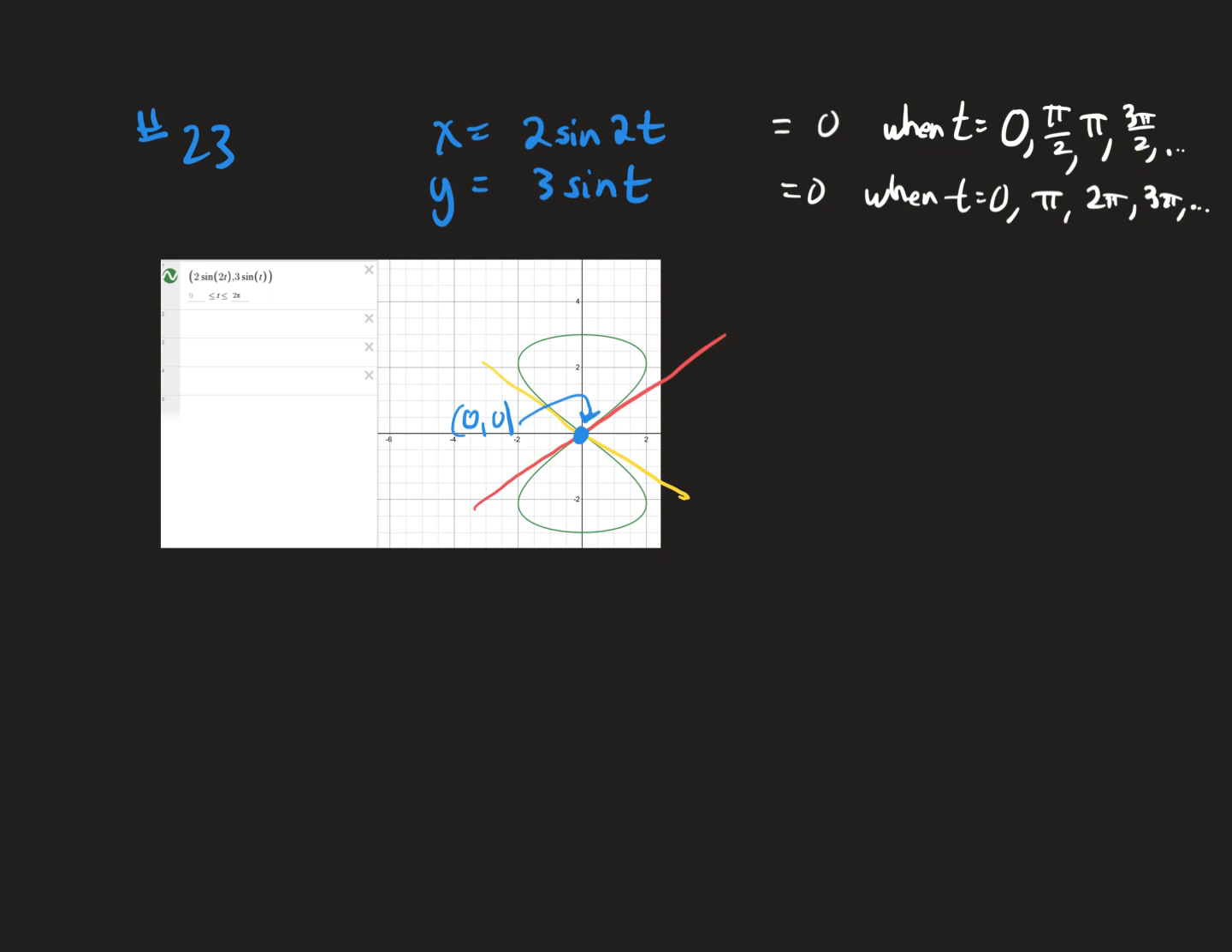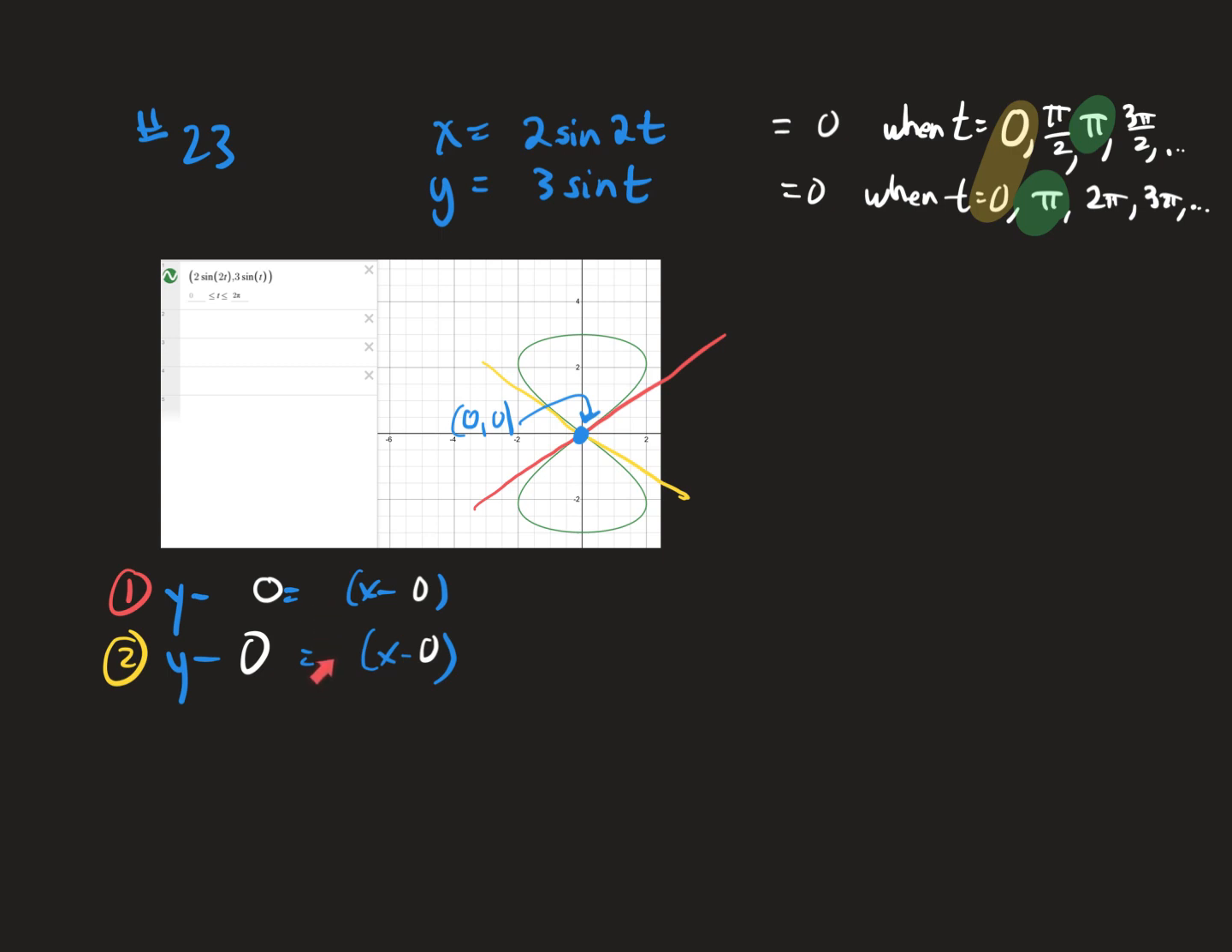All right, so we need two cases when they're both 0 at the same time. When t is 0, that'll work. That's a good one. And then maybe when t is pi. These are the first two instances when both the x-coordinate and the y-coordinate will be 0, which means it'll be passing through the origin, and we'll have our equation of the two tangent lines. So we've got our red one and our yellow one, and they both go through the point (0, 0). So using point-slope form, all we need after that is to know the slope right there.